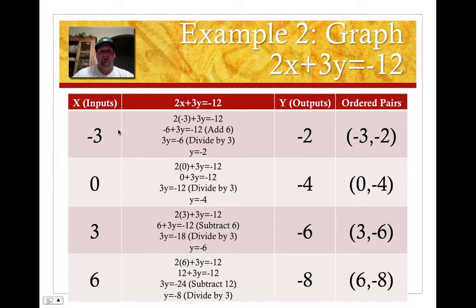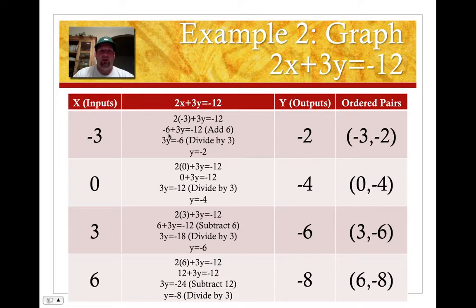Well, let's go step by step here. -3 is the input that I chose first, and again I'm replacing the x with -3, and that's my input value. So 2 times -3 gives me a -6, so I get -6 plus 3y equals -12. Now it was hard to do this on the PowerPoint here, so I put in parentheses what I did to each side. Hopefully you will show your work a little bit more on your graphic organizer.